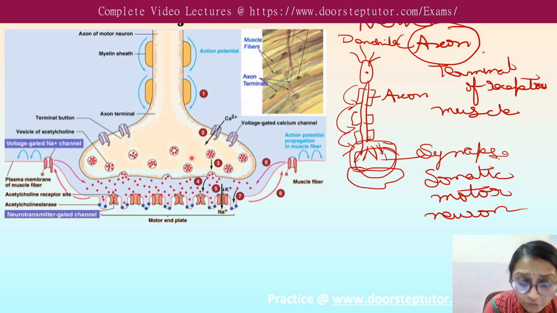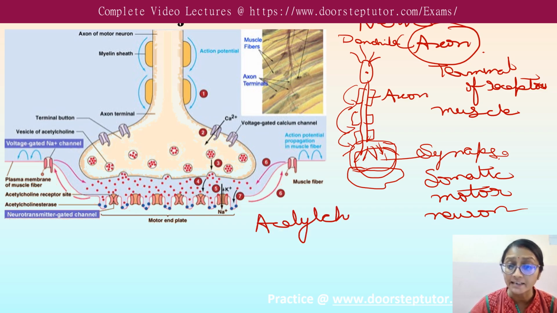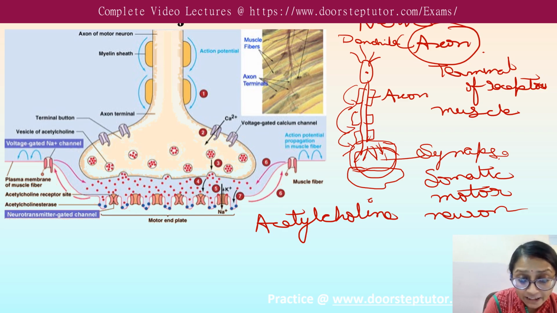Now, at the terminal end of the axon, there are synaptic vesicles. These synaptic vesicles contain ACh. What is ACh? Acetylcholine. Acetylcholine is the neurotransmitter. At the bottom, you can see this is the muscle cell. I'll explain the neurotransmitter-gated channels.